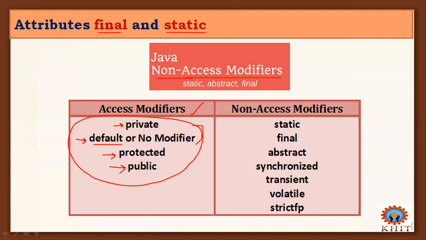Coming to the next one, non-access modifiers, such as static; these are the keywords used as non-access modifiers. When you use these keywords for defining a variable, a class or a method, there is no particular access associated with them. Mainly we will see static and final in this topic. We will come to abstract and some more of these keywords later in upcoming topics.